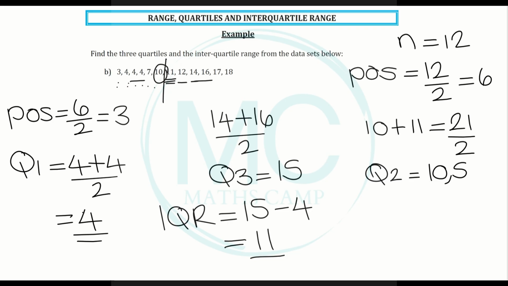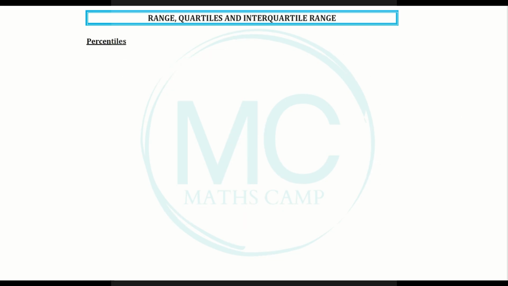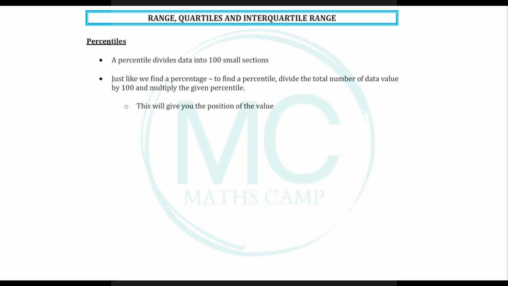Now I'd quickly like to look at percentiles. A percentile is like a percentage. If we have 70%, we are working with the 70th percentile. A percentile divides data into 100 small sections. Just like we find a percentage, to find a percentile, divide the total number of data values by 100 and multiply by the given percentile. This will give you the position of the value. Percentiles don't seem to occur very often in this course, but they do pop up every now and again in the exams. So it is important to remember this, just in case.